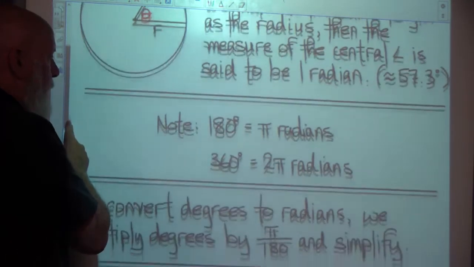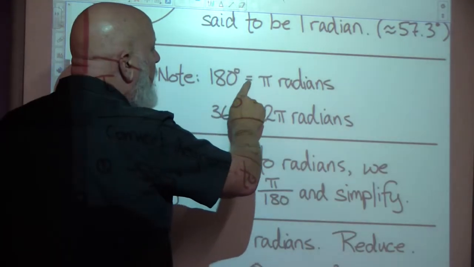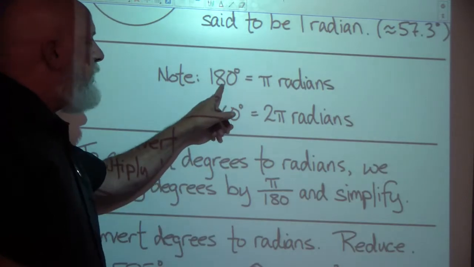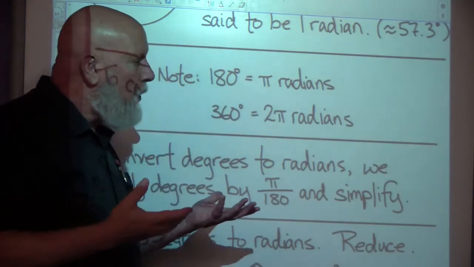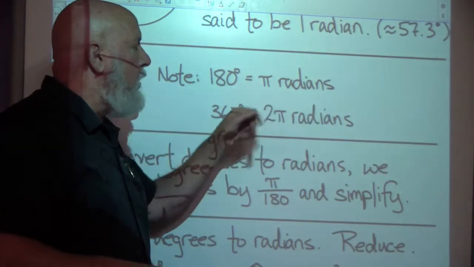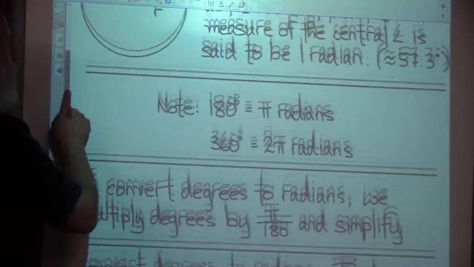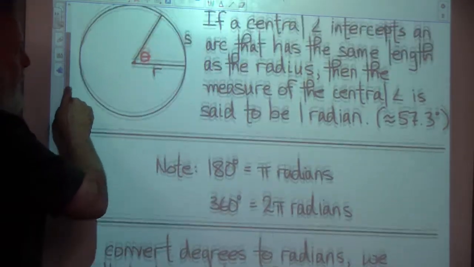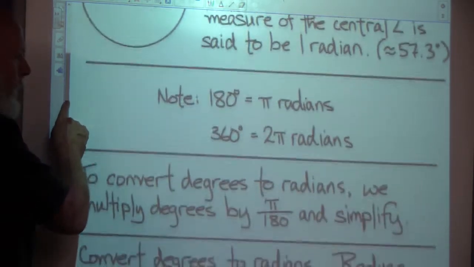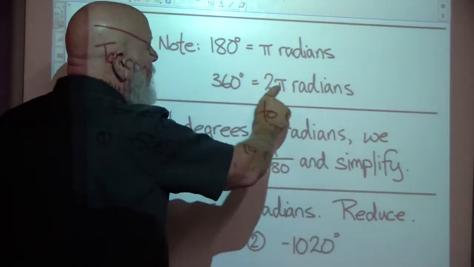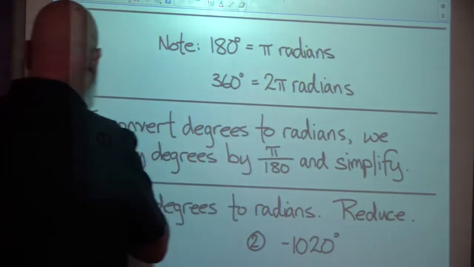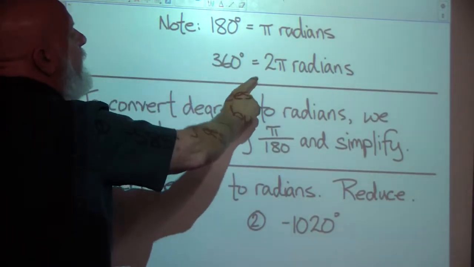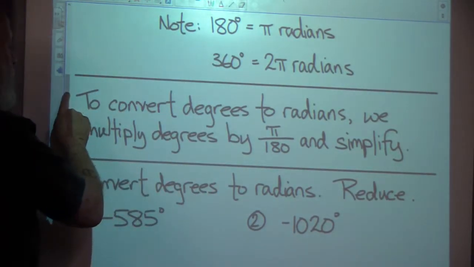And so that's what this says here. Note, 180 degrees is pi radians. We're used to degrees for measuring angles, but now we're going to measure angle using this unit of measure called the radian. Here's what roughly 1 radian looks like here. This angle would be about a radian. 360 degrees is 2 pi radians. Pi radians 180 degrees, 2 pi radians 360 degrees.